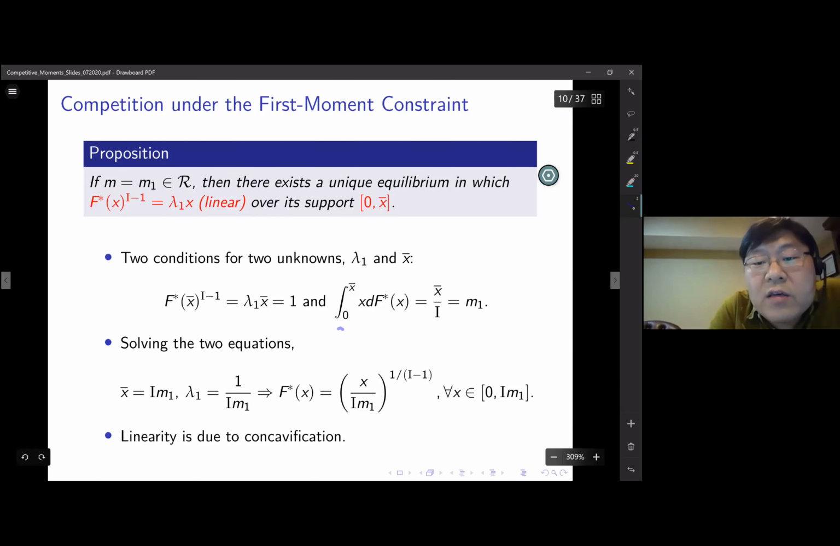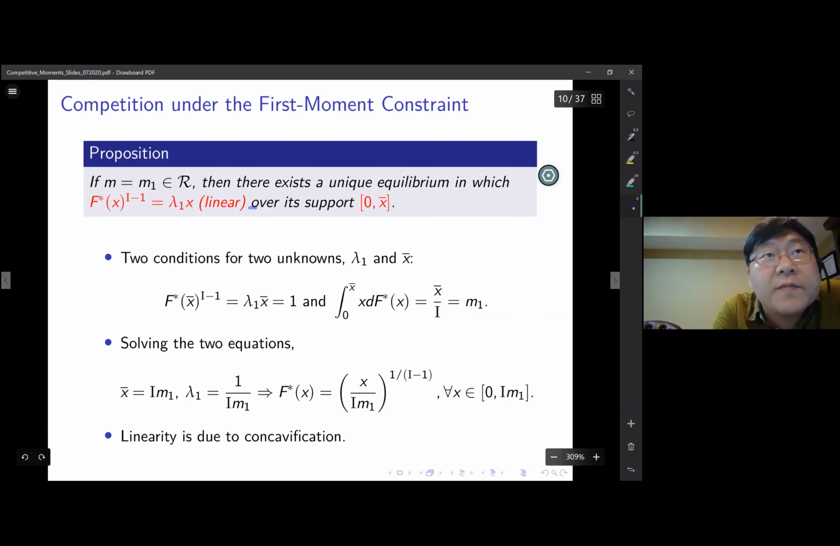So this gives us one equation. The second equation is the first moment constraint. And that first moment constraint needs to bind. So this means that given this f star, if you calculate the first moment, it must be equal to m1. So here are 2 equations, and this is actually a very simple system of equations. And once you solve this, we get this closed-form solution. And so again, here the key is this linearity.